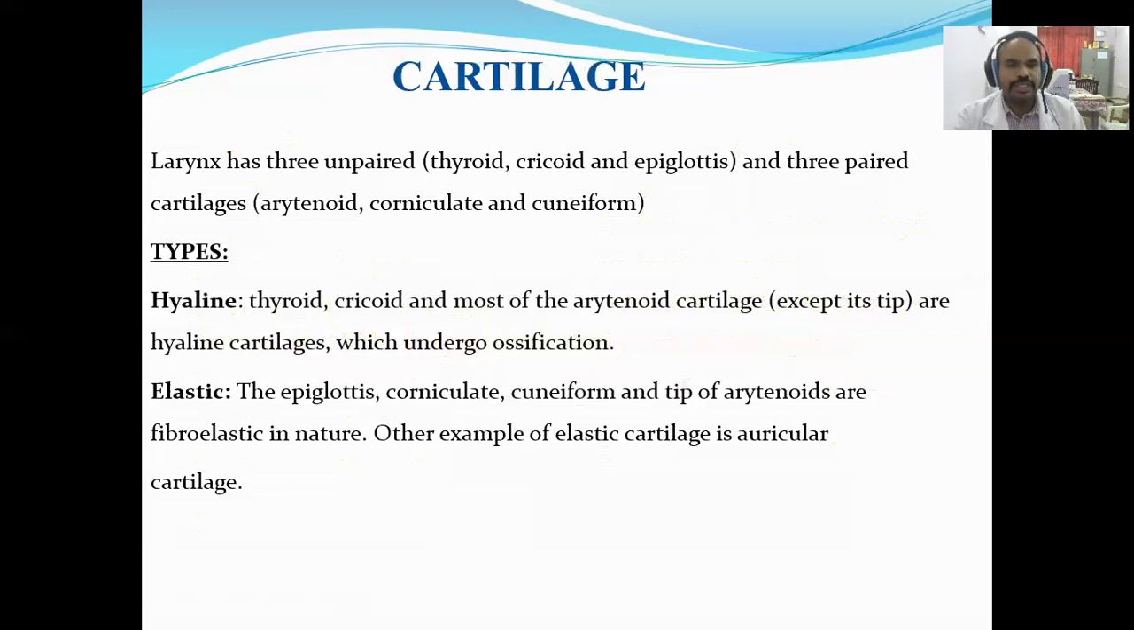These cartilages may be of various types. The types of cartilage, especially hyaline cartilage: thyroid cartilage, cricoid cartilage, and most of the arytenoid cartilage, except at its tip, are hyaline cartilages. The applied aspect over here is that this hyaline cartilage will go for ossification or calcification at a later point of time, which may produce fracture in cases of elderly people. This is the applied aspect with respect to hyaline cartilage.